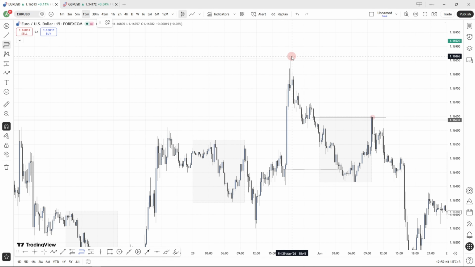And after that mitigation to the fair value gap, it gave us what? It gave us a break of structure. If I go to the line chart, you can see this is the mitigation and then this is a break of structure. So that mitigation becomes our what? Our liquidity. So this is our liquidity. We should find a key level above it. So where should we mark our key level?